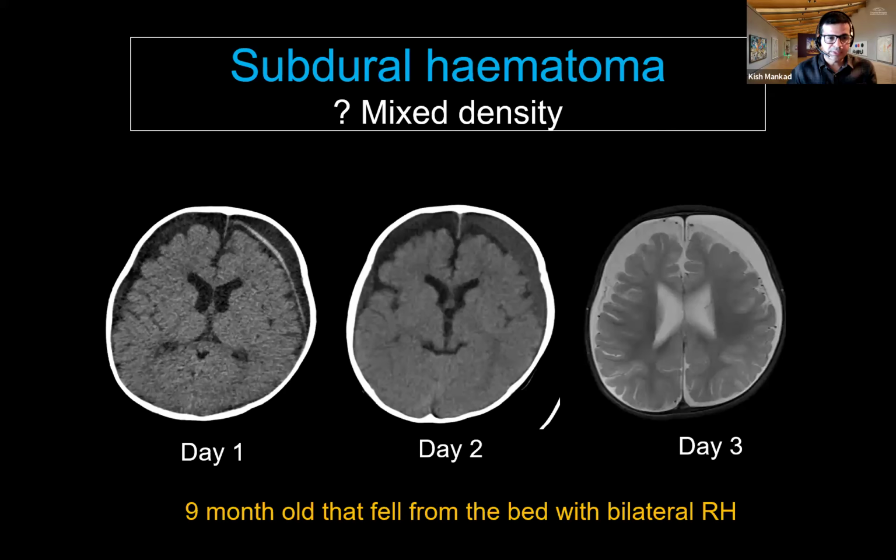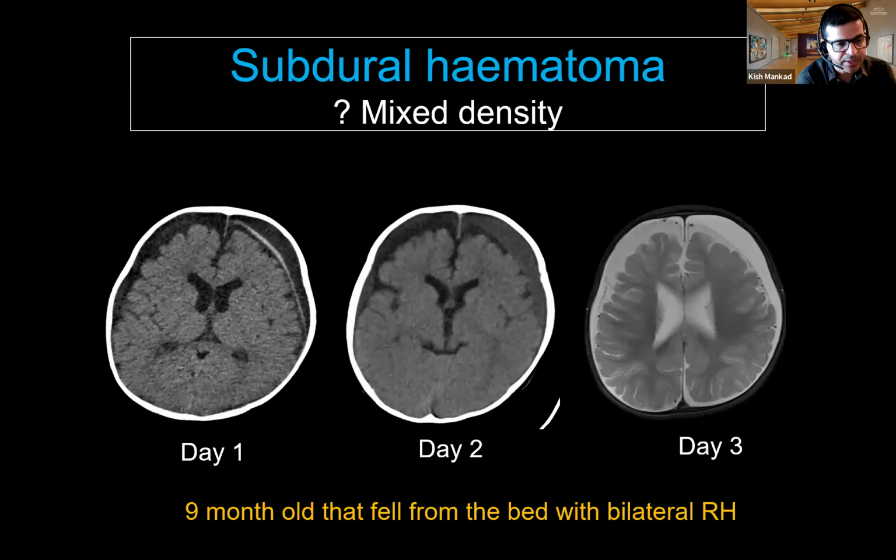Final thought on this slide here is of mixed density. So when you have mixed density collections in the context of abusive head trauma, it does not mean that there has been more than one insult. Generally, as the shaking happens, there is injury to the small bridging veins. So there is venous injury. That means there is bleeding. And the bleeding typically happens in the subdural area because the subdural space is a potential space only.